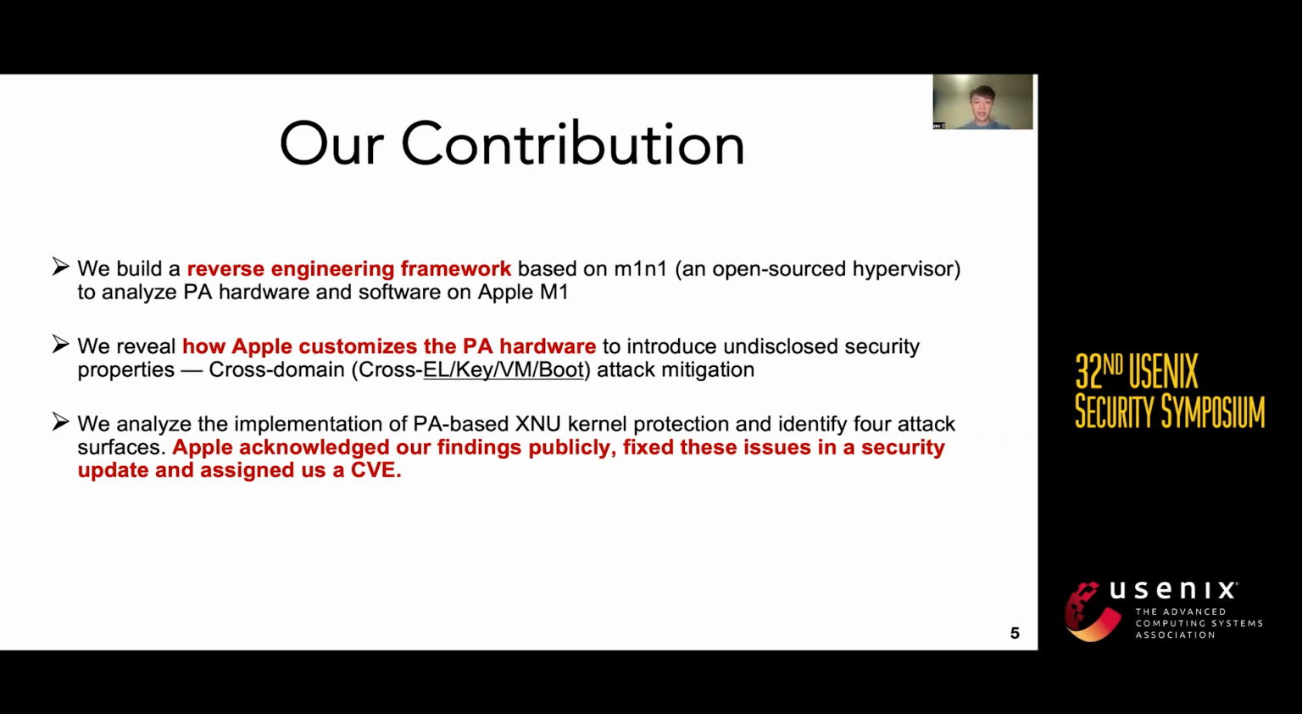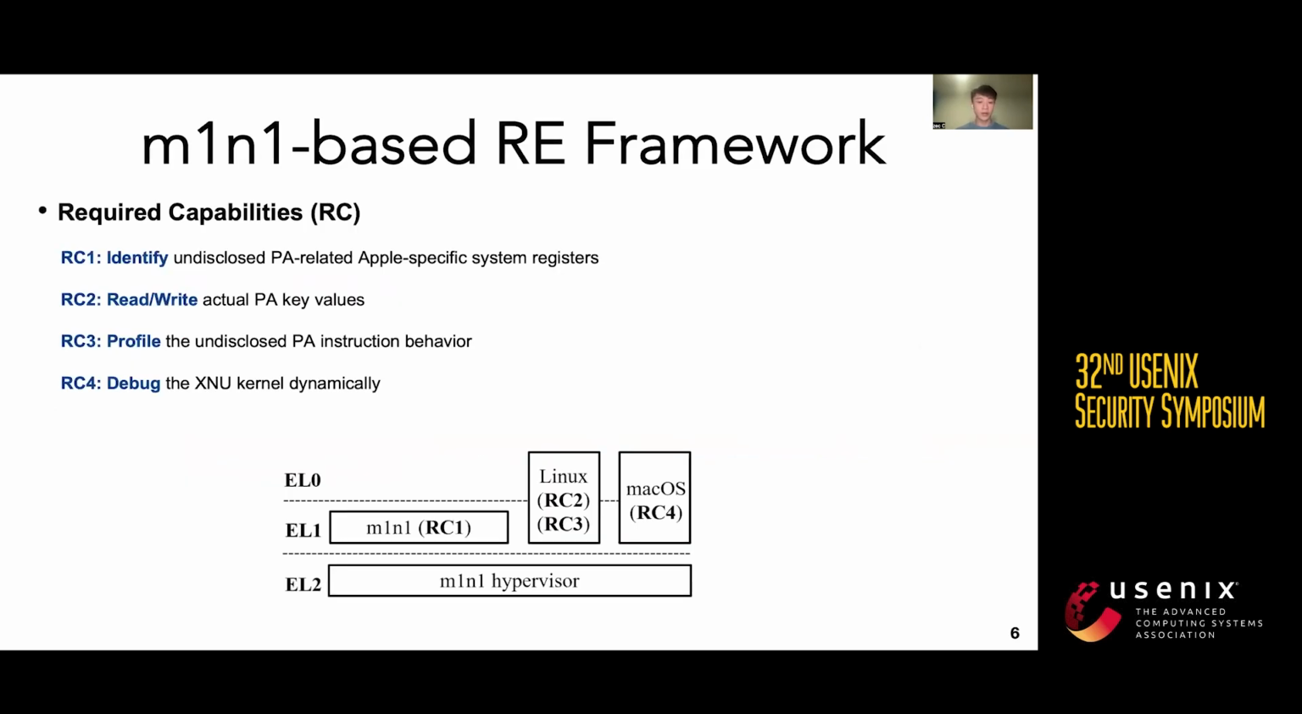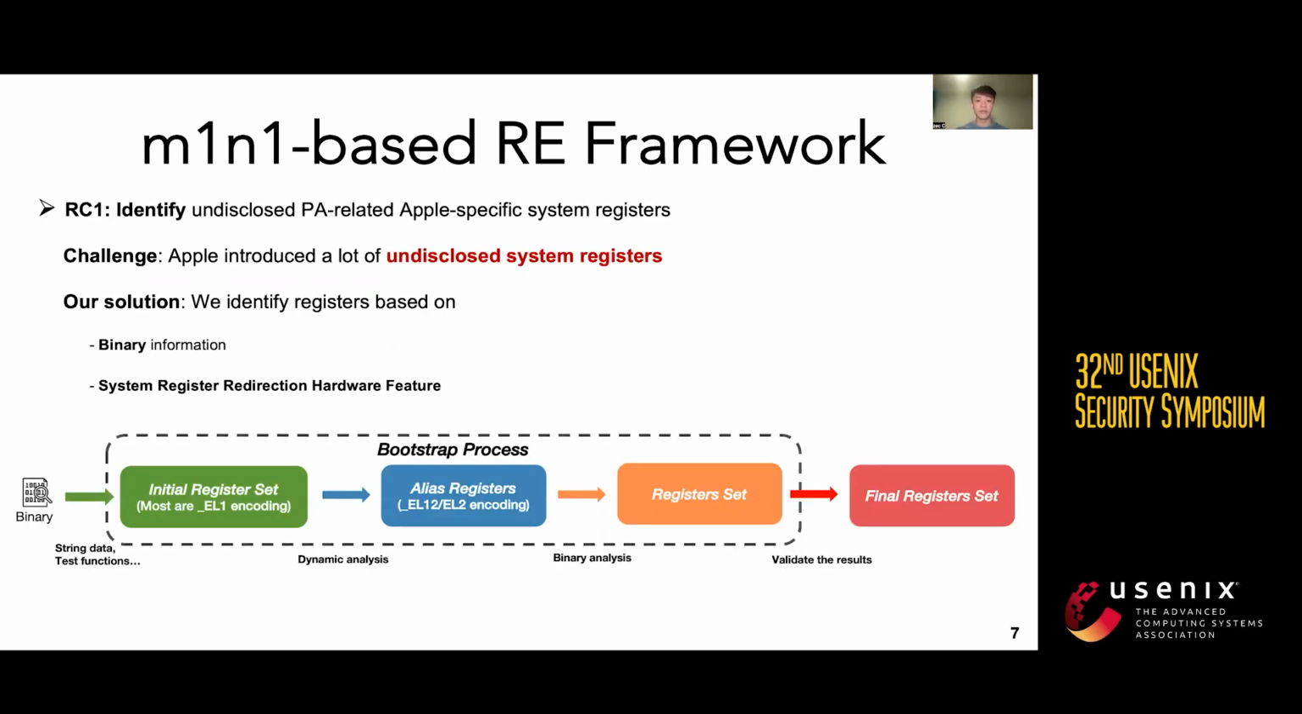So let's head into the next part, the m1n1-based reverse engineering framework. The framework requires 4 capabilities to analyze Apple's PAC hardware and software. The first required capability is to identify Apple-specific PAC-related system registers. To achieve this capability, the challenge is that Apple introduced a lot of new registers to control Apple-specific CPU features. However, there's no official documentation on these registers.